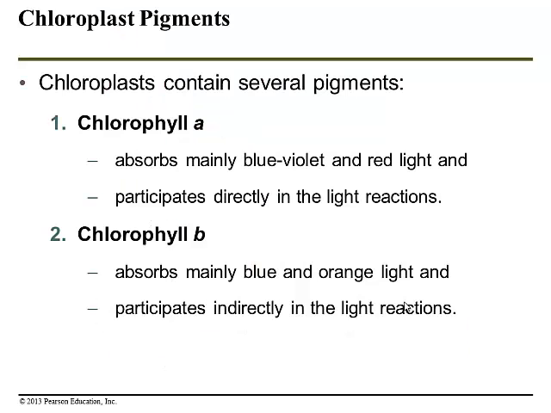Photosynthesis. Now, there are different types of chlorophyll inside chloroplasts, and they help with different things. Chlorophyll A is the one that mainly likes the blue and violet spectrum of light, and the red light, and participates directly in the light reaction. Chlorophyll B is mainly stimulated by blue and orange light and tends to participate indirectly in the light reaction.